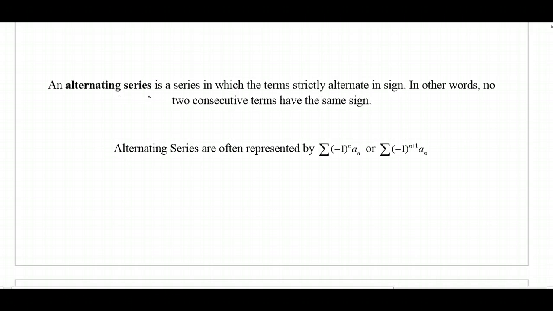An alternating series is a series in which the terms strictly alternate in sign. In other words, no two consecutive terms have the same sign. Alternating series are often represented by the sum of (-1)^n a_n, or the sum of (-1)^(n+1) a_n.